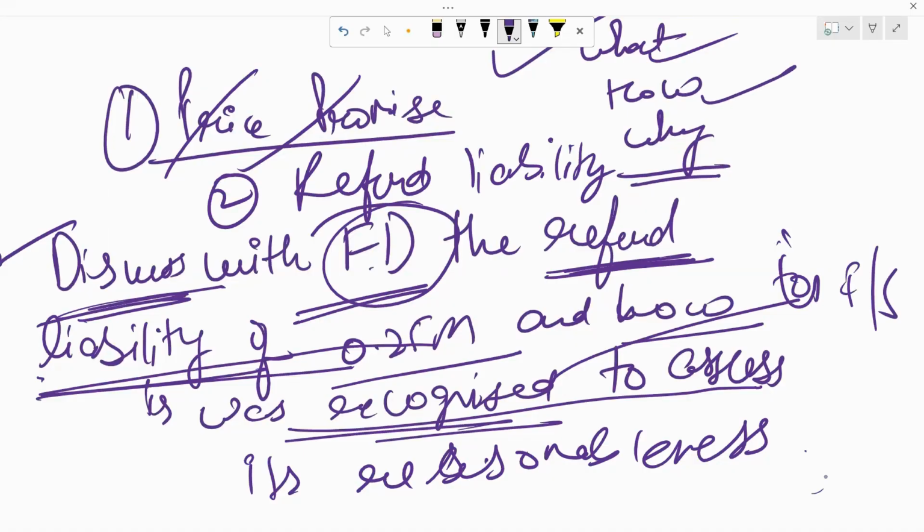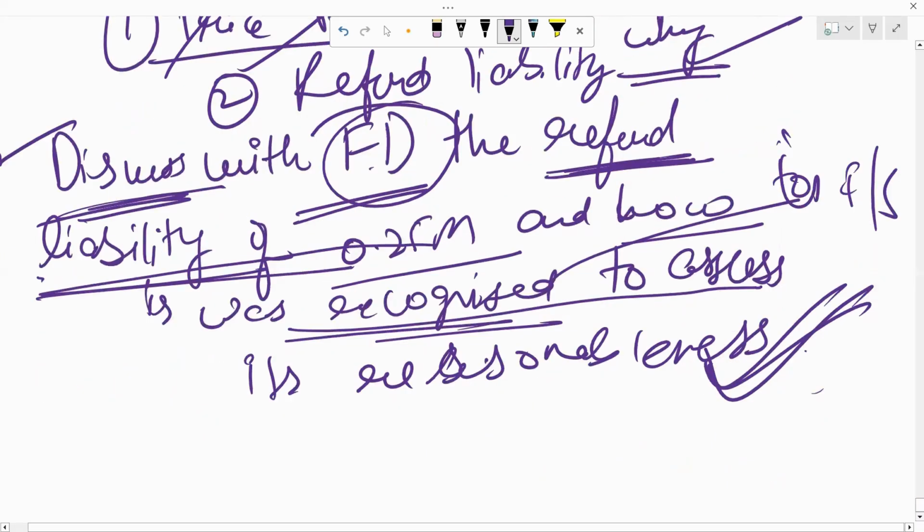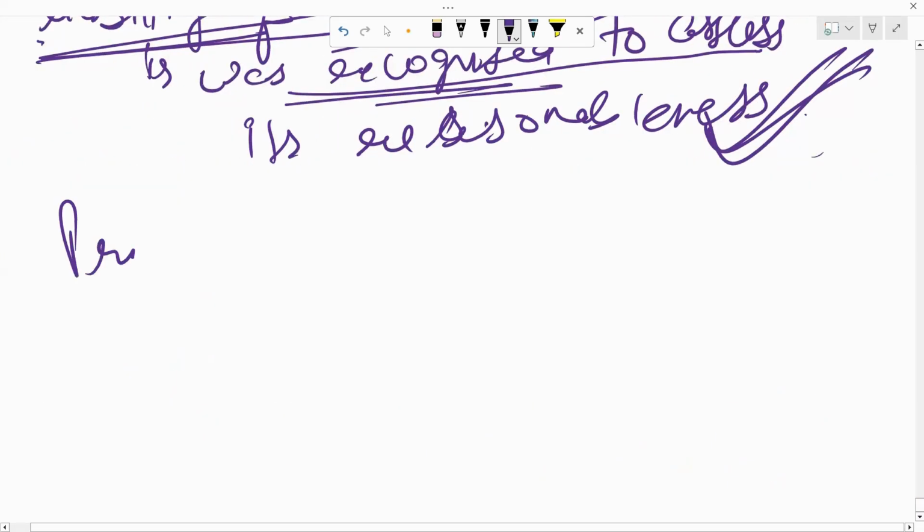Now, how is it done and why? Why I am going to discuss is to assess the reasonableness of the refund liability. So this is in relation to your case study again. Similarly, you can write about the price promise also.